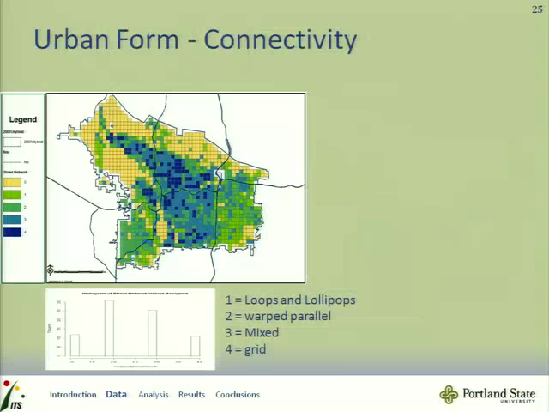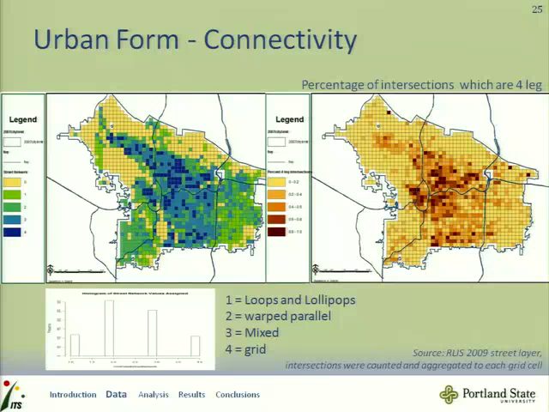For connectivity, I was looking at the same scale that Riffett and Tay had used. So I went through all 1,284 grid cells and assigned whether I thought it was loops and lollipops, mixed, warped parallel, or grid layout. And there were some, you can see the yellow were the ones that I really couldn't determine, generally because there were too few streets in them. So that dropped my total cells for analysis down below 800.